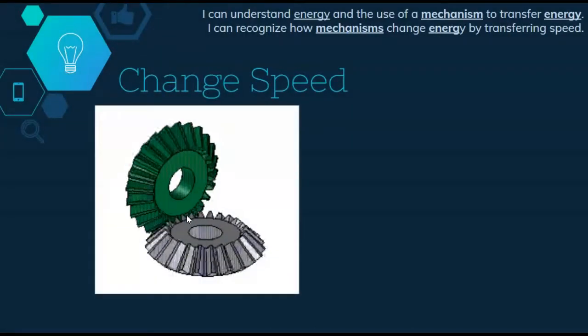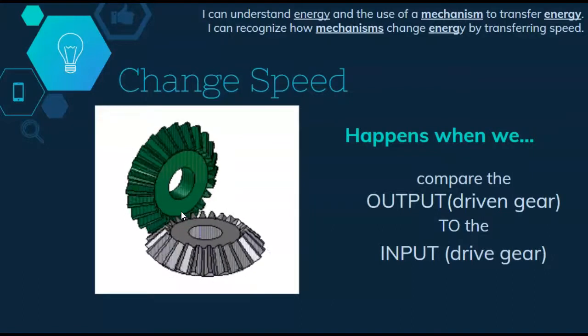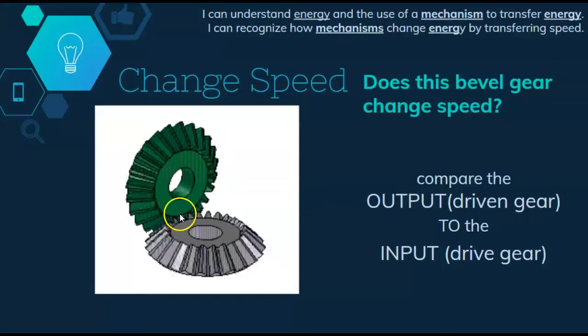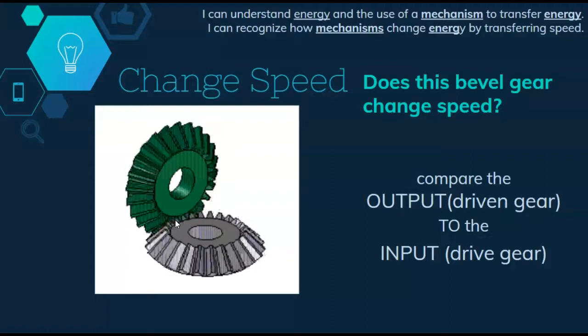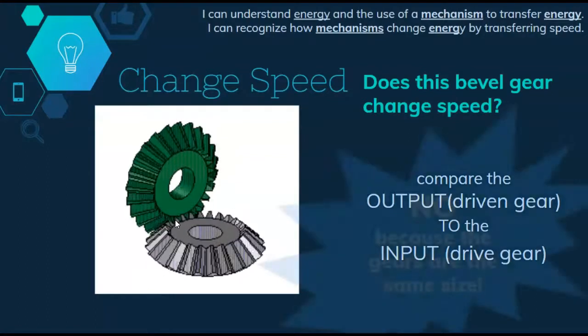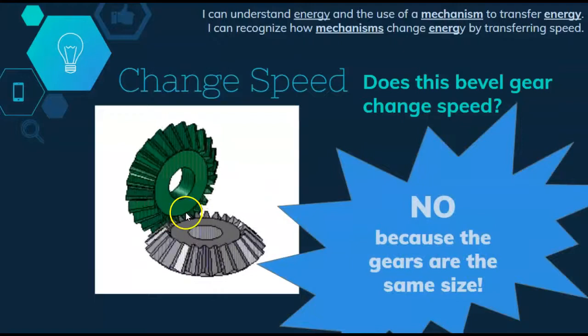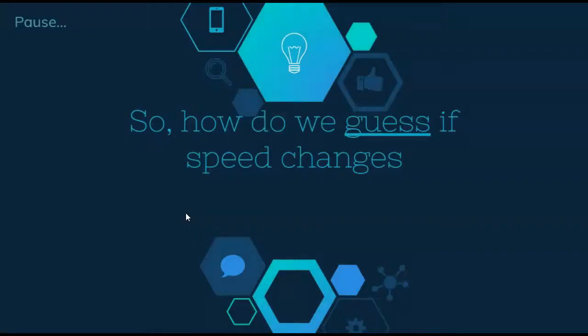Looking at another mechanism, this is the bevel gear. For this particular bevel gear, we are going to be looking if we are changing speed. So we're going to be comparing the output to the input. Now, as you can tell here, I haven't labeled which is output and which is input. But the question is, does the bevel gear here change speed? The answer is no. In this mechanism, we are not changing the speed because the gears are the same size. When the gears are the same size, speed does not change.